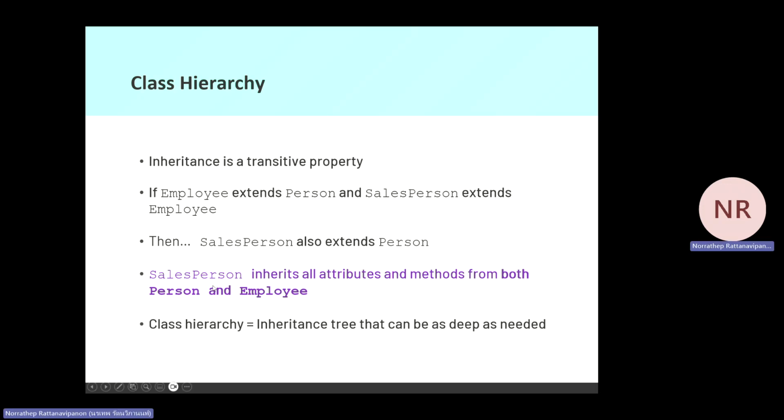So yeah, as I mentioned, my salesperson will inherit all attributes and methods from both the person superclass and the employee superclass, right? Two classes above. And when you have different levels of classes, two classes above, two classes below, for example like the grandparent class and grandchild class, this is called class hierarchy.